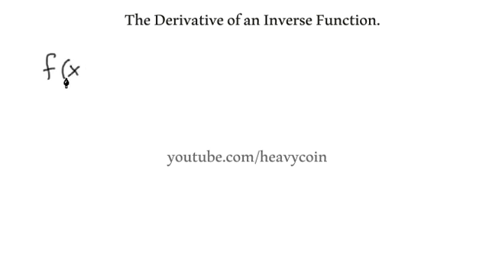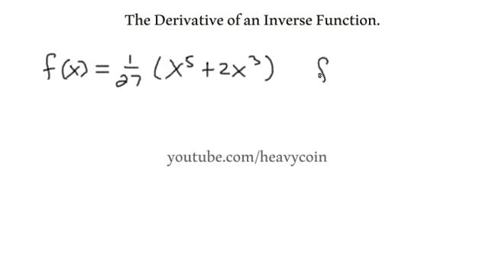Okay. Alright, let's look at another one here. f of x is equal to 1 over 27 x to the 5th plus 2x cubed. And we want to find the derivative of the inverse at negative 11. So I'm going to tell you that I had to plug some numbers in to get this right, and it turns out if you plug in negative 3 into this, you get negative 11 out.